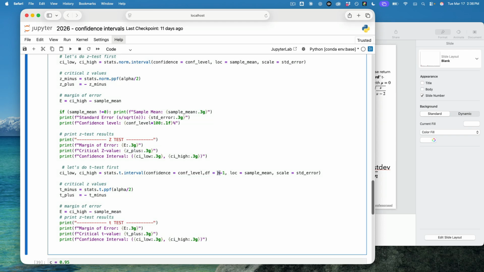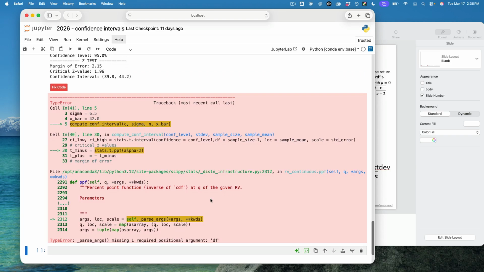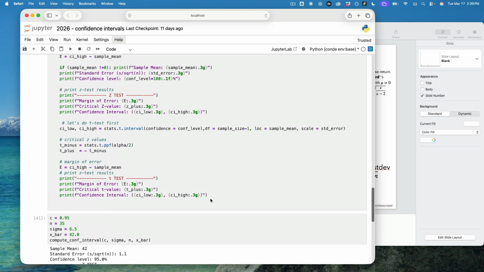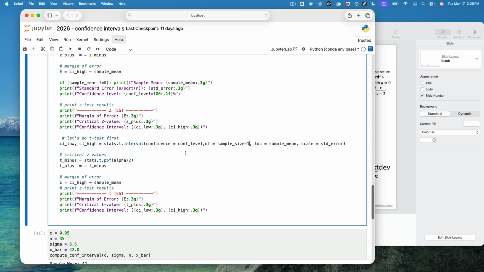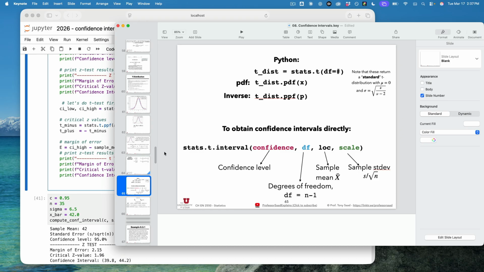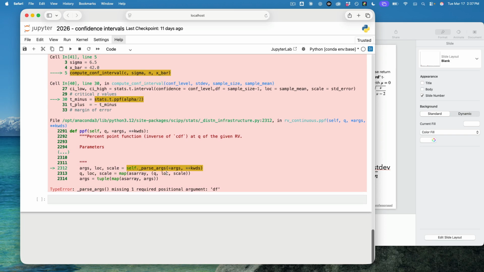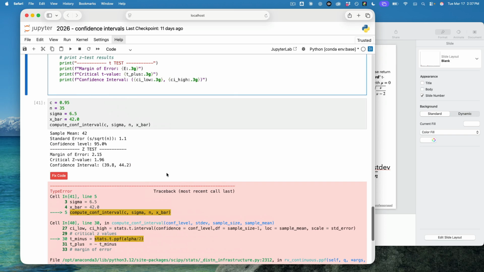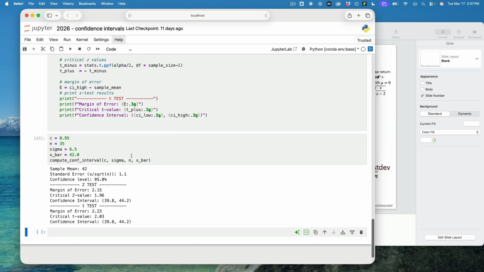And sample size, that's correct. Thank you, Sam. Sample size. Good grief. Missing one argument. So it should go confidence level, df sample size minus 1, location sample mean, and then scale. I don't think it's called, yep, it's called confidence, df, location, and scale, stats.t.interval, see the error. Oh, same thing for the ppf here. I need the df is equal sample size minus 1. All right, now it's working.